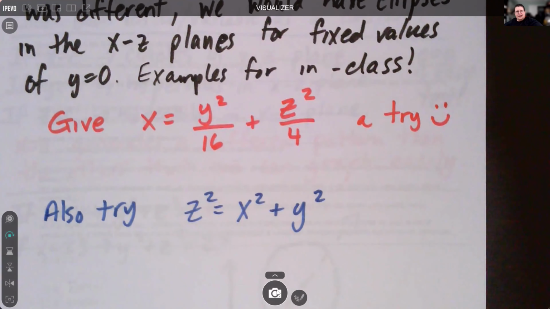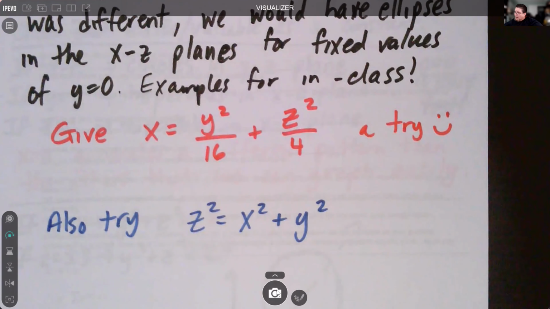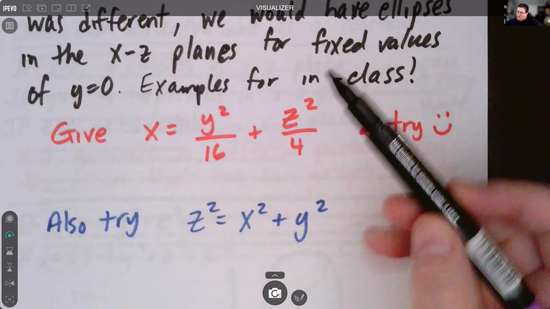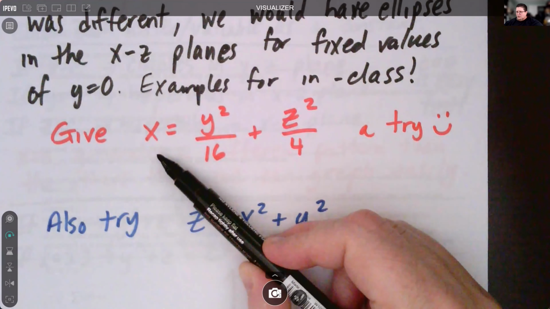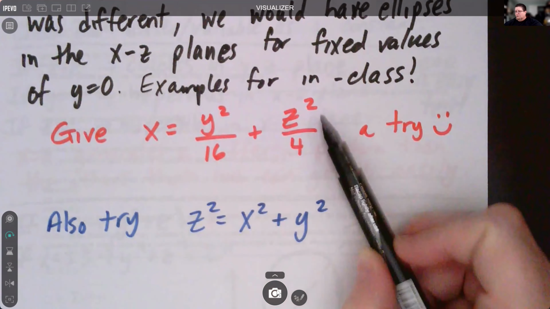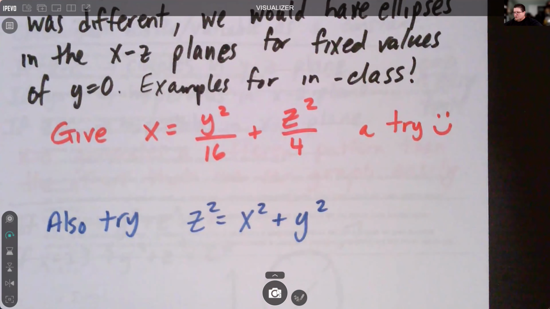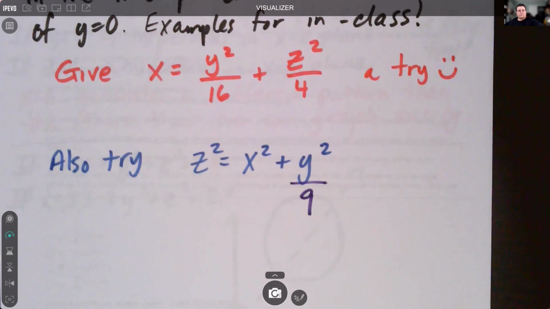I recommend trying this out on your own. Give it a try. Try graphing x equals y squared over 16 plus z squared over 4. Then maybe look at trying z squared equals x squared plus y squared. Maybe we can, I don't know, should we add a value to it? Let's make this over 9. Let's make it fun. Okay, and that'll be it for this video.